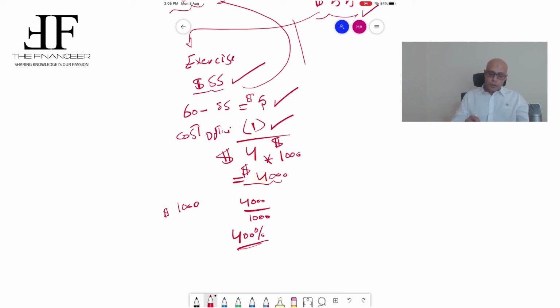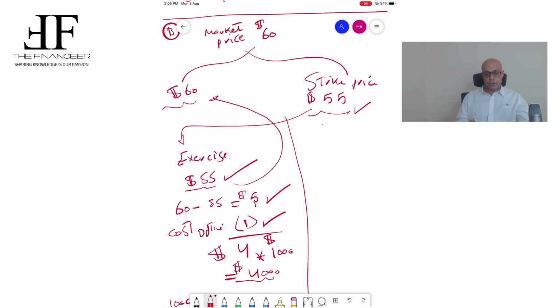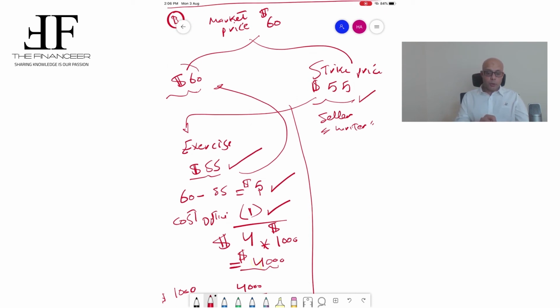Okay, let's go to the other side, which is the seller, and we called him before the writer. Now the seller will be in a situation where the buyer will exercise the contract. So the seller is obliged to purchase this stock from the market in order to give it to the buyer at $55. So the seller is going to purchase the stock from the market at 60, pay 60 and collect from the buyer 55, which is the exercise price. So the net loss here will be $5 for the seller.